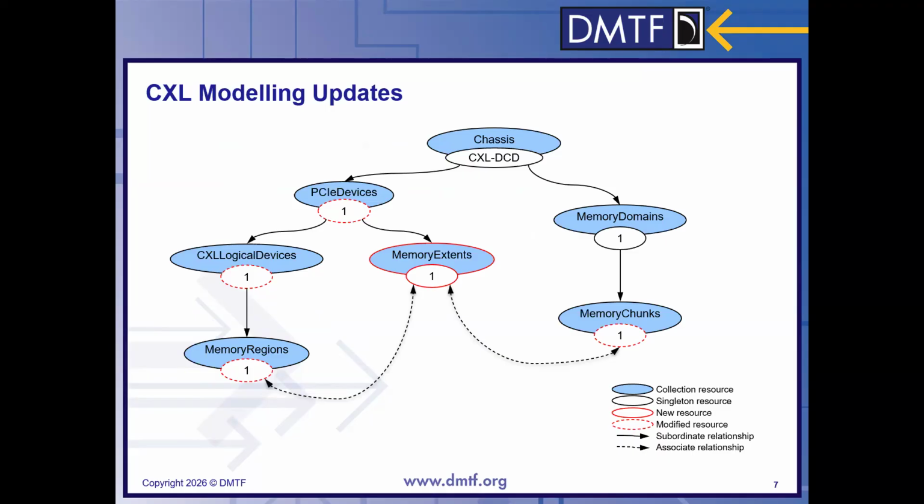And so now memory regions exposed by a CXL logical device can map back to a memory extent. And then that also maps back to your physical memory as part of memory chunks. And so this type of mapping allows you to map a memory extent to multiple memory regions for different CXL logical devices. You can move it around to migrate between hosts, or you could completely share it.